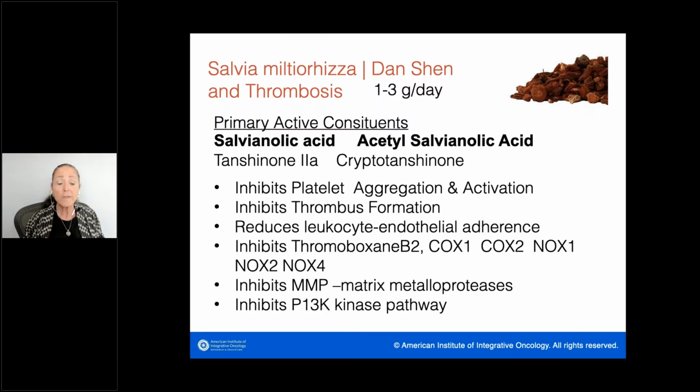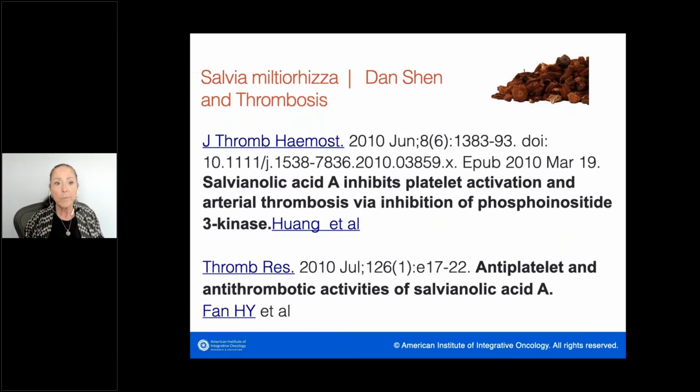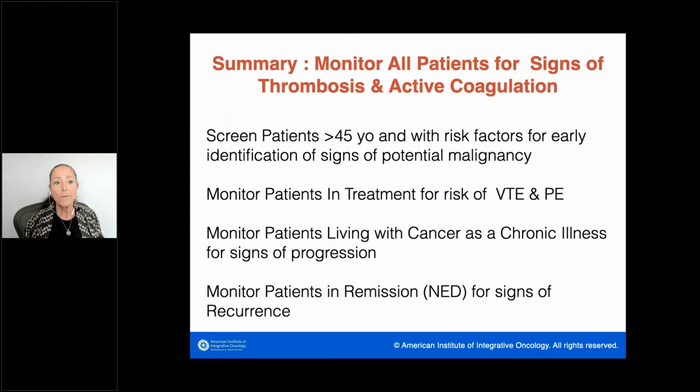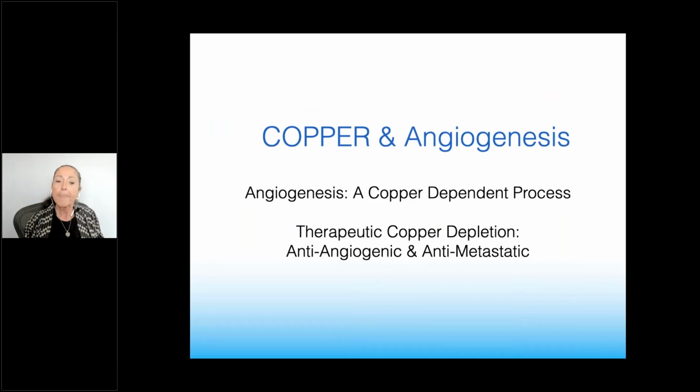And on this slide, you'll see it inhibits PI3 kinase. This is one of the drivers in most tumors. And so there are drugs developed to inhibit PI3 kinase, but we can do that with herbs. So Danshen does that, and also honokiol, a phytochemical from magnolia bark, does that as well. So a number of references for you here. Now, it's also important to understand copper physiology in cancer.